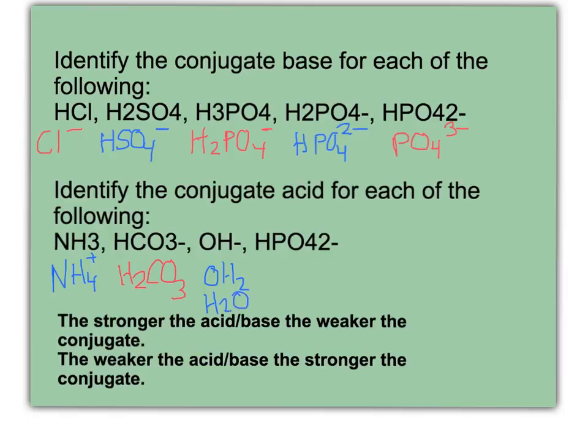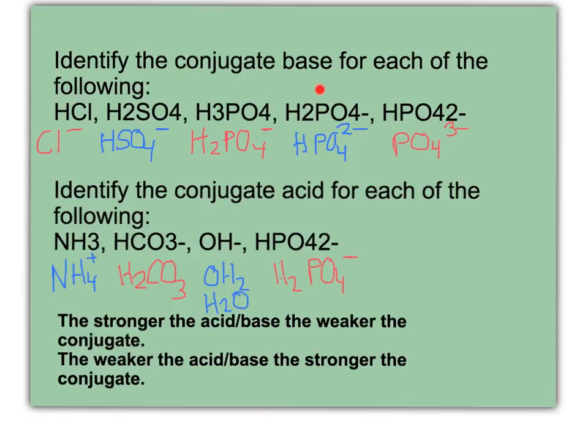Next one, HPO4 2 minus, so we're adding an extra H plus to it, so it becomes H2PO4. It was negative 2, we add a positive, so the total is negative 1, so H2PO4 minus. Be careful, this is one of the number 1 mistakes on the test, is people switch these up.